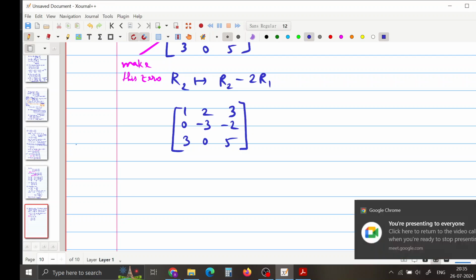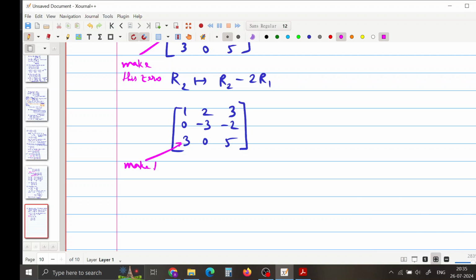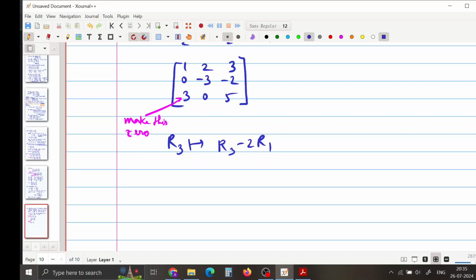Now what do we have? The next step would be to eliminate this 3, make this 0. For that we can do R3 changes to R3 minus 3R1, because we have to make it 0. So the coefficient we need is 3, right? Then only it will become 0. So doing this, we get 0, minus 6, minus 4.